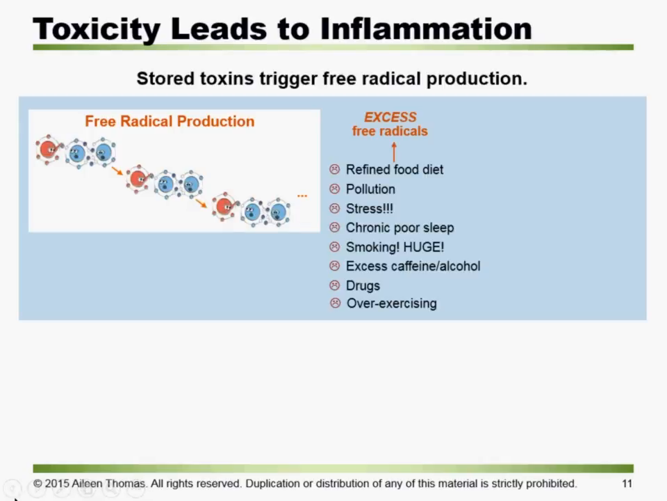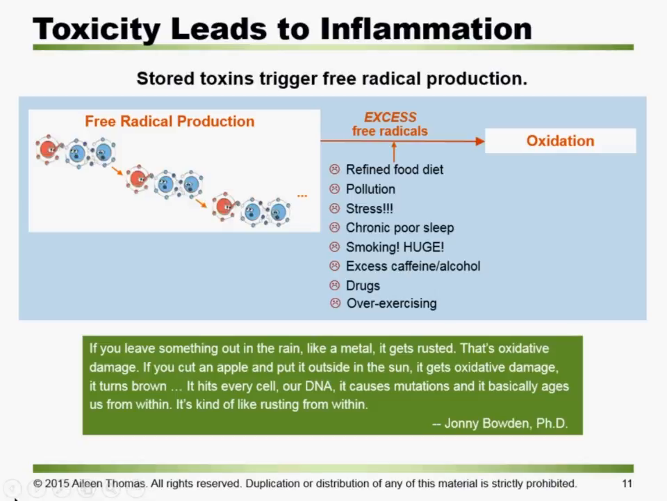Toxins in processed foods are huge contributors to excess free radicals, along with other things such as pollution, stress, poor sleep, smoking, excess caffeine and alcohol, drugs, and overexercising. Free radicals lead to oxidation in your body. What is oxidation? I like how Dr. Johnny Bowden, clinical nutritionist and co-author of The Great Cholesterol Myth, puts it.